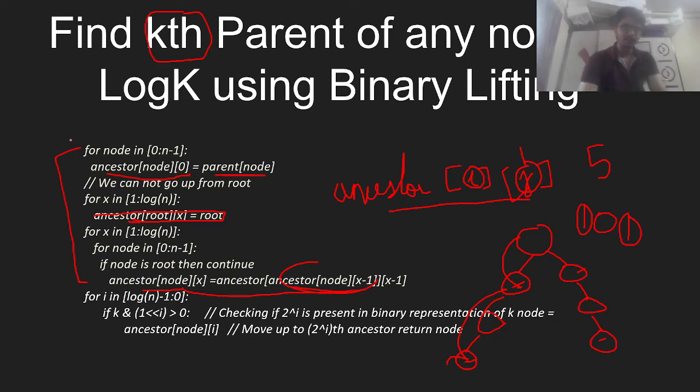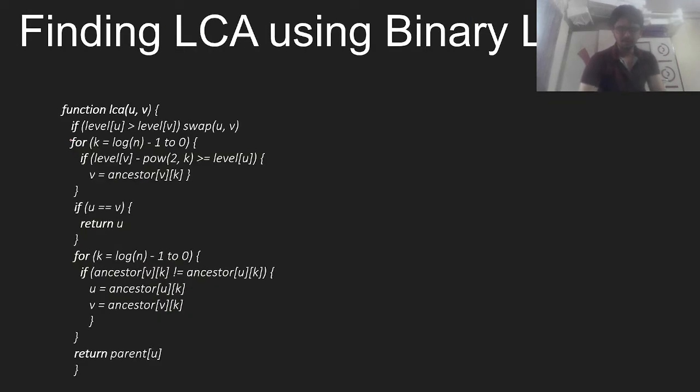Okay, so let's move ahead. Now we'll be using this data to find the lowest common ancestor, right? This is the pre-processing that has to be done. Okay, now let's move ahead. Now we'll be finding the LCA, the lowest common ancestor, using binary lifting.